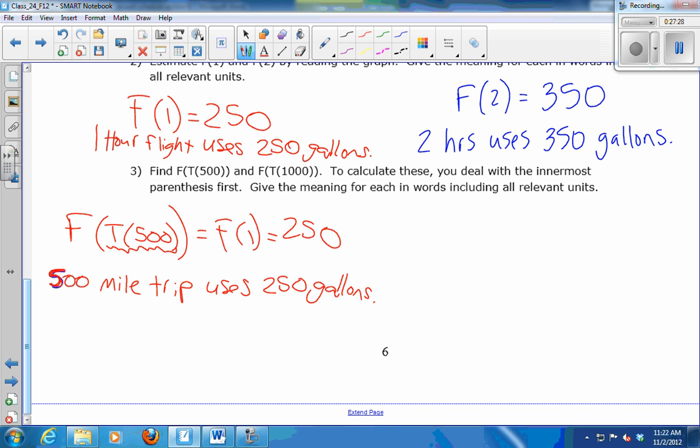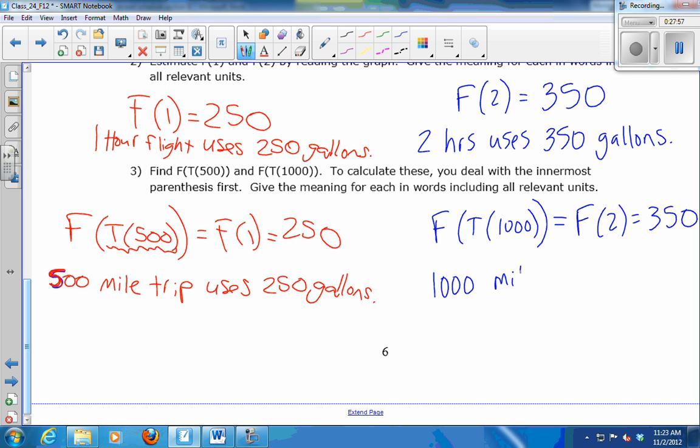All right, so then the next one, F of T of 1,000. What would that be? F of 2, which is 350. So if I wanted to write a sentence about what that means, what would it say? You got it. A 1,000-mile trip uses 350 gallons of gas.